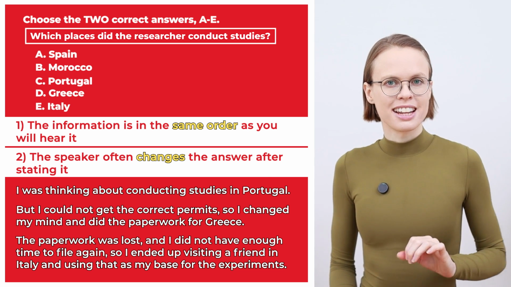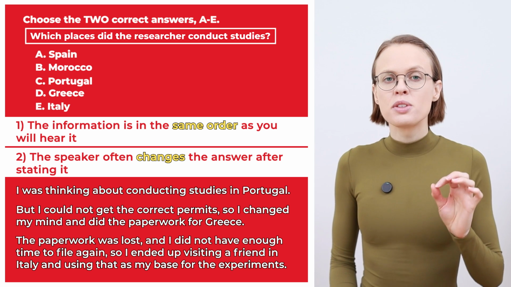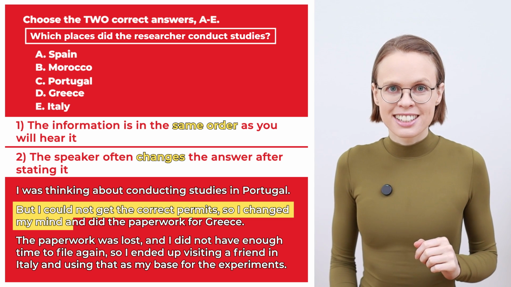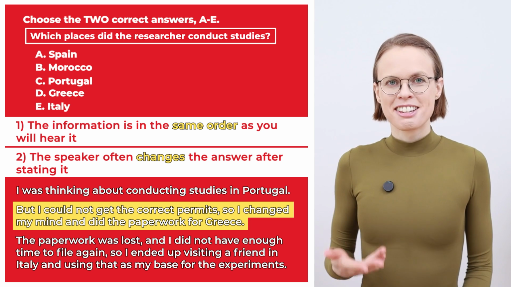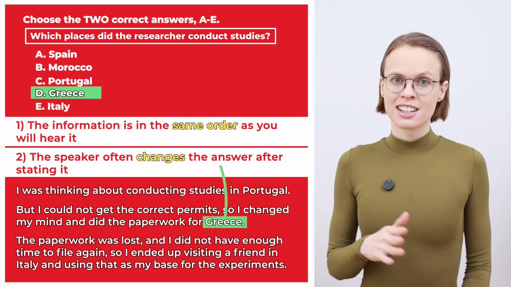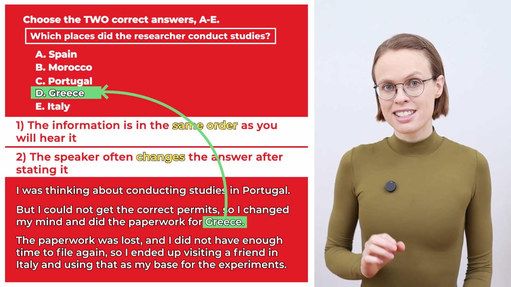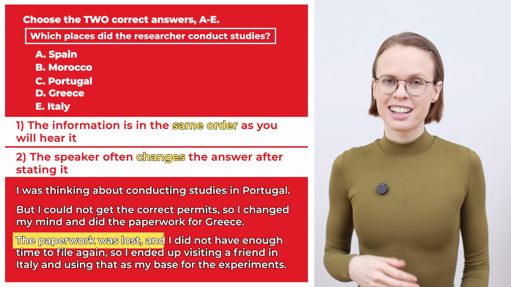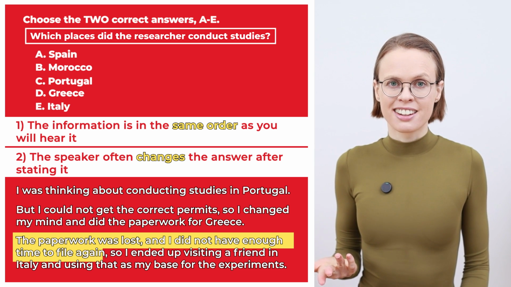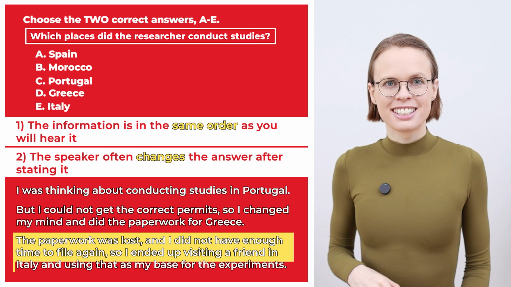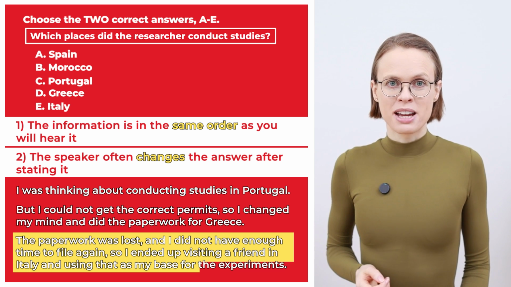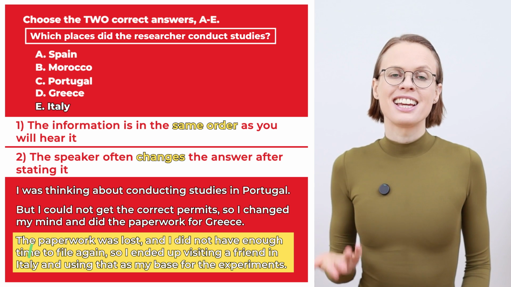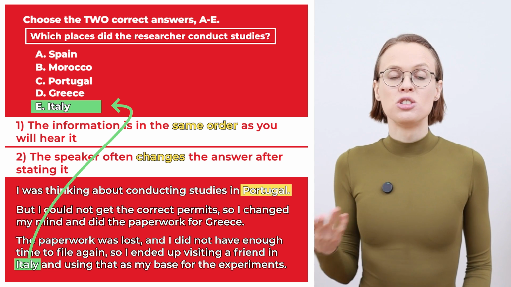However, if you keep listening, there is an important addition. The speaker says, but I could not get the correct permits, so I changed my mind and did the paperwork for Greece. So the correct answer seems to be Greece, not Portugal. Keep listening though. The speaker goes on saying, the paperwork was lost and I did not have enough time to file again. So I ended up visiting a friend in Italy and using that as my base for the experiments. Now you know that one of the correct answers is Italy. It's not Portugal nor Greece.